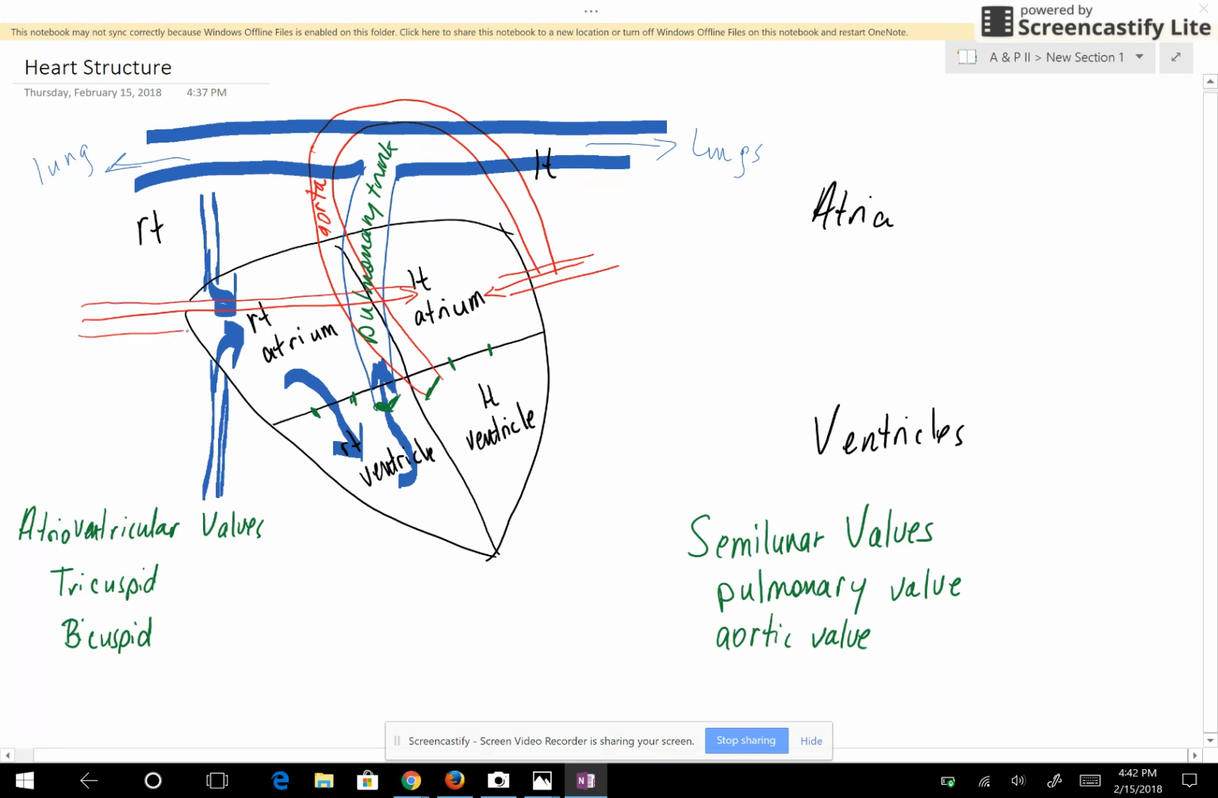Draw our blood vessels here. The blood vessels, this would be the left lung. This is the right lung. Okay, blood would return from the lungs through the pulmonary veins. So this would be the left pulmonary vein on the left side. This is the right pulmonary vein.